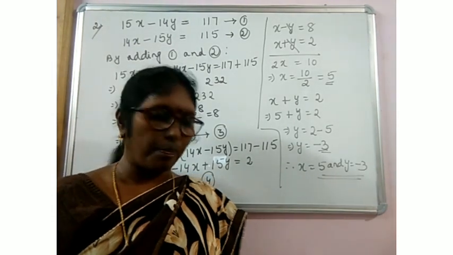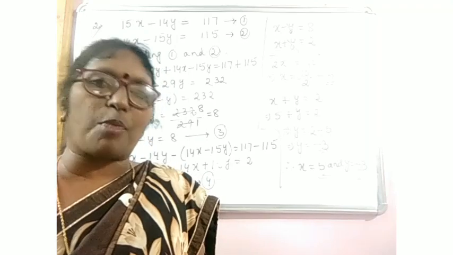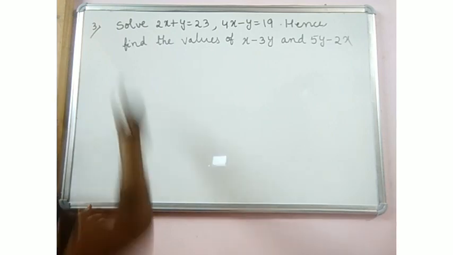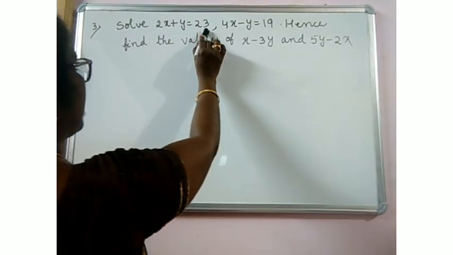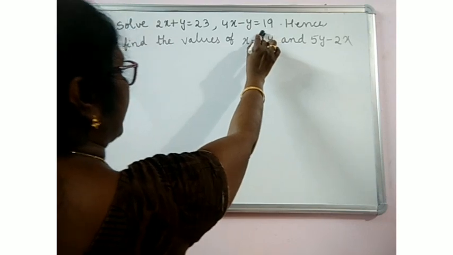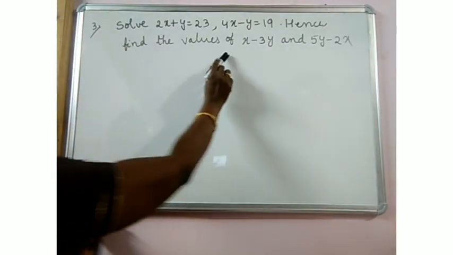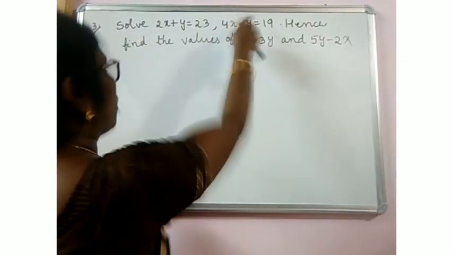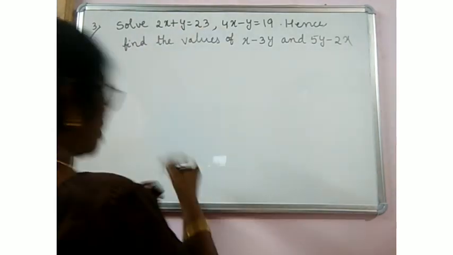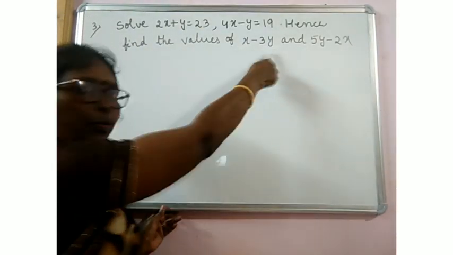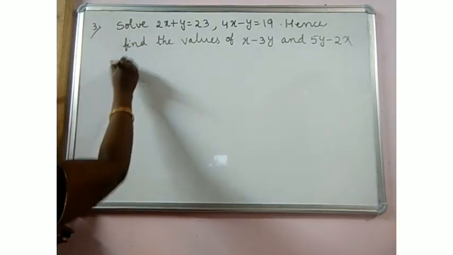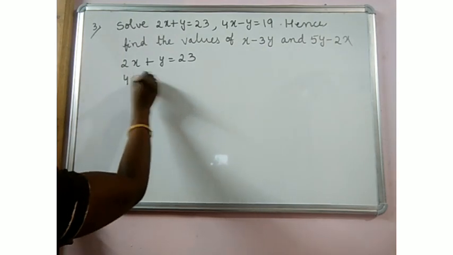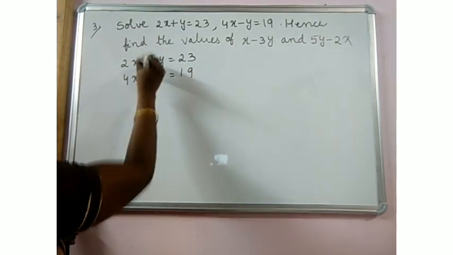Let me solve one more problem for you, which is a little more complicated one. Okay? So your next question is, solve 2x plus y equal to 23 and 4x minus y is equal to 19. Hence, find the values of x minus 3y and 5y minus 2x. First, let us solve these two, then whatever values of x and y we get, we have to substitute here to find these values. The two given equations are 2x plus y is equal to 23, 4x minus y is equal to 19.